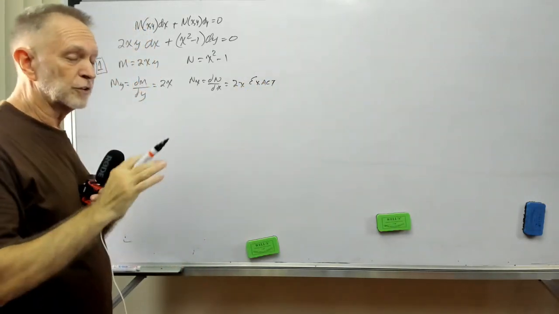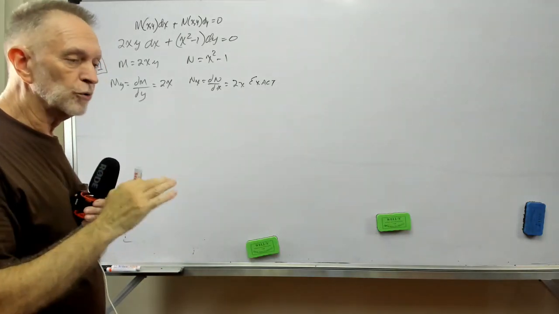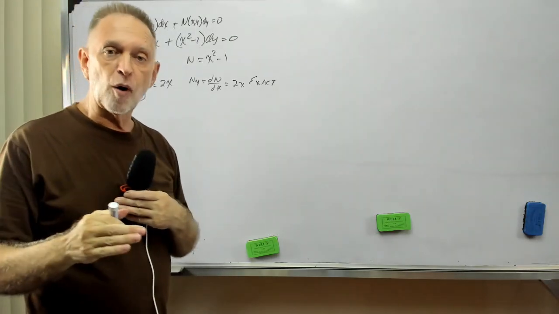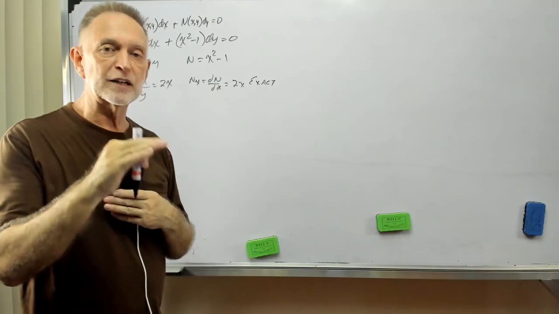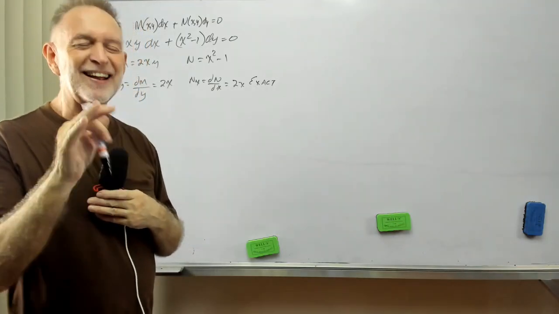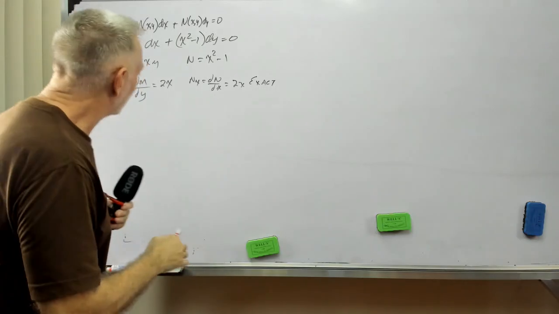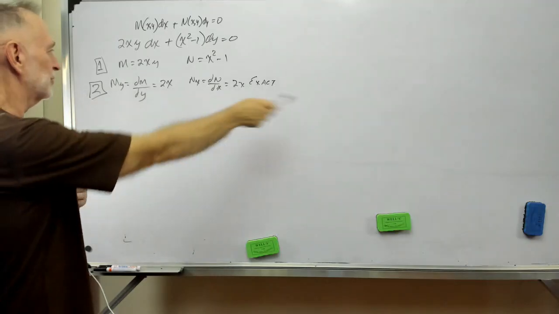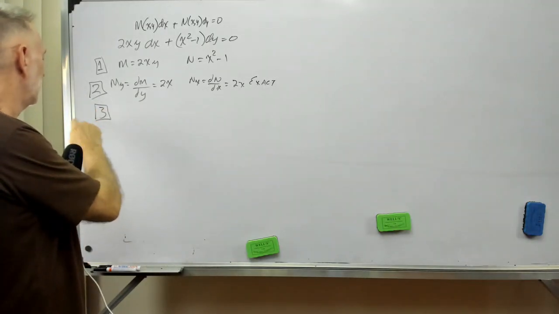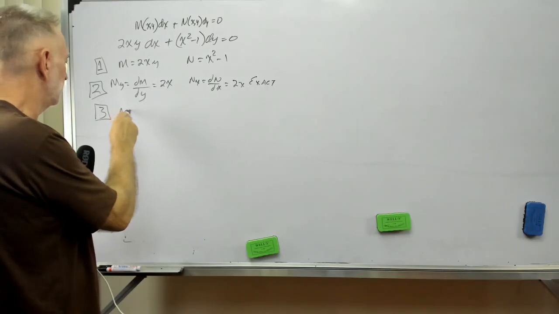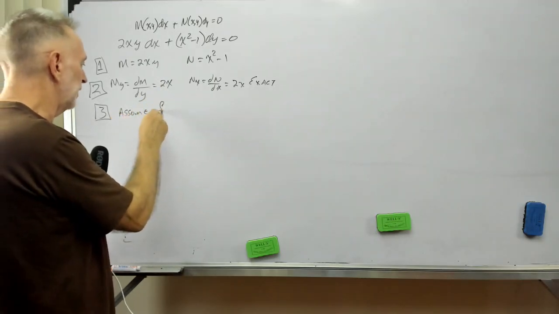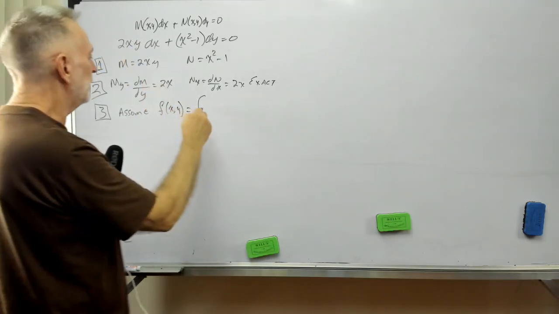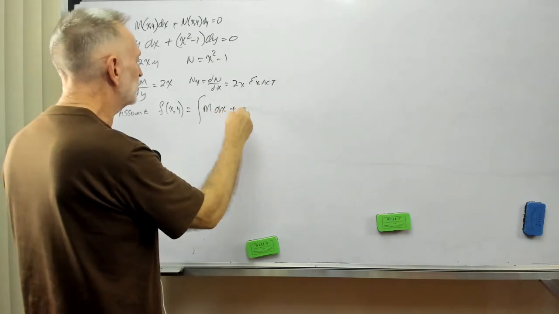That means there's a function out there such that the partial derivative of that function with respect to x equals M, and the partial derivative of that function with respect to y equals N. Hopefully that came out okay. All right, that's step 2, let's determine if it's exact. Step 3: now let's assume there is a function f of x, y, and it equals the integral of M dx plus g of y.